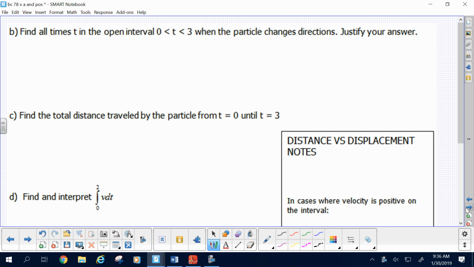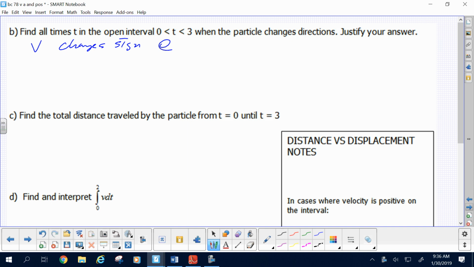B, find all times when the particle changes direction. If it changes direction, then what do you know about the position, the velocity, or the acceleration? It's one of those three components. Where would I look for when it changes direction? Velocity changes sign. So you would find where velocity changes sign. You would say where you looked. You wouldn't just say, here it is. It says to justify your answer.